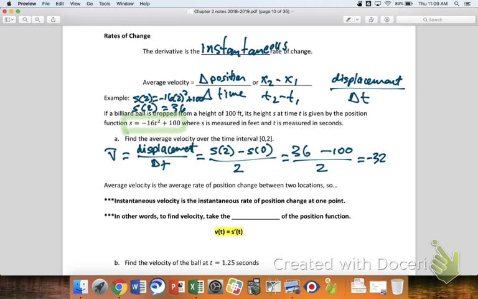What do you think the units would be on that? Meters per second. Or not meters, feet. Yep, feet per second.